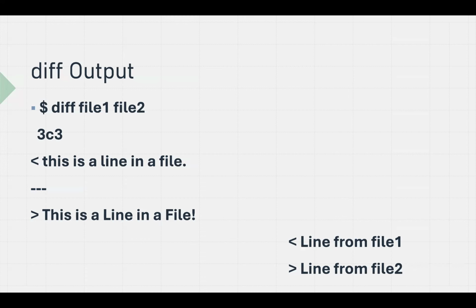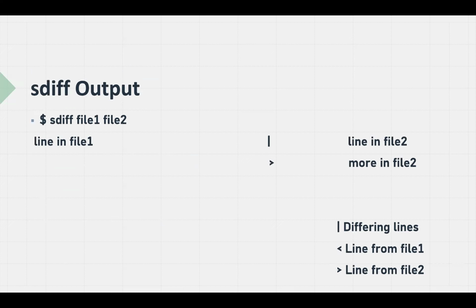This is an example of the entire output from the diff command. The output that follows the less than sign belongs to the first file. The text following the greater than sign belongs to the second file. And here the middle 3 dashes are just a separator.